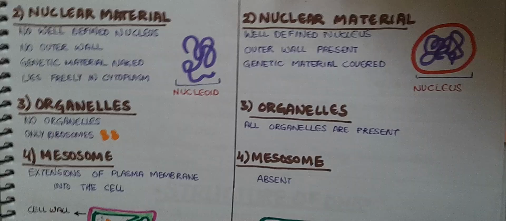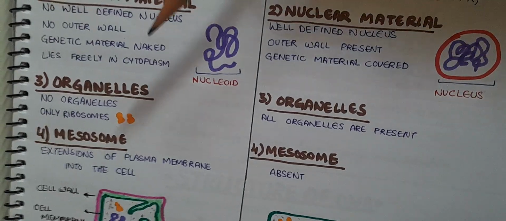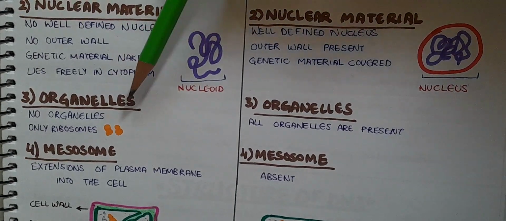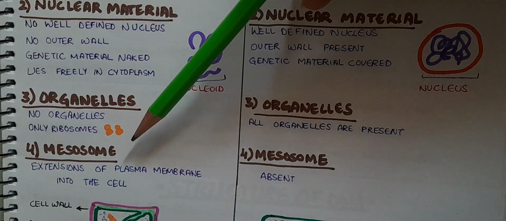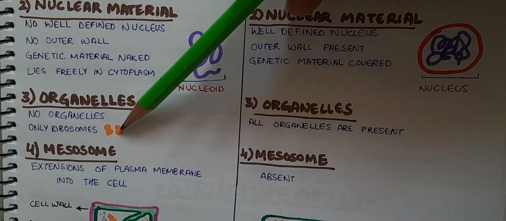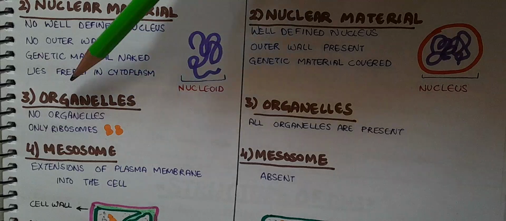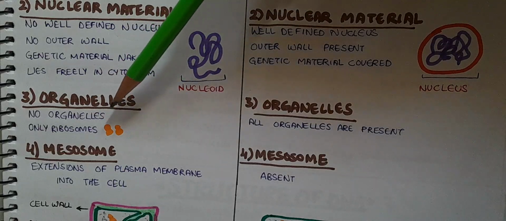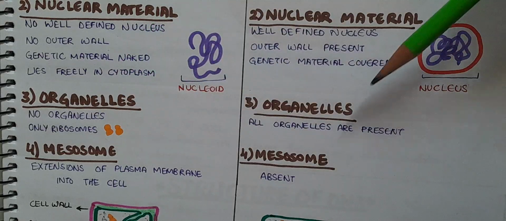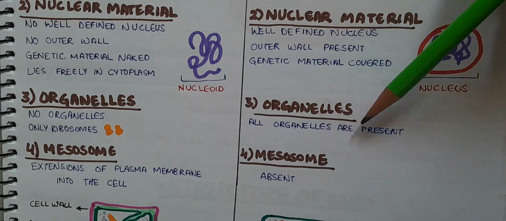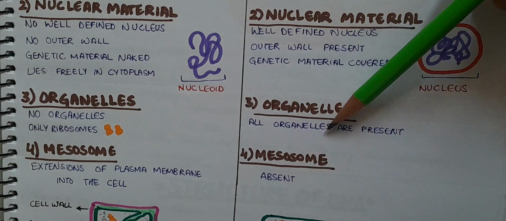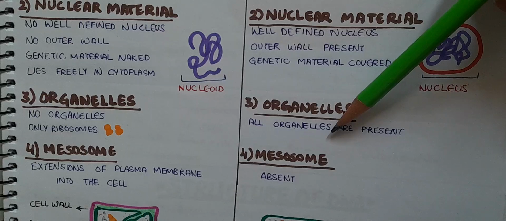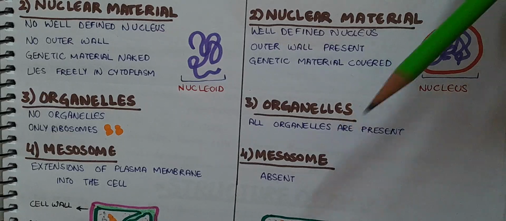If we talk about the organelles that are present in the prokaryotes, there are no organelles except for ribosomes. Ribosomes are made up of two subunits. They are non-membranous. So in case of prokaryotes, no membrane-bound organelles are found, whereas in case of eukaryotes, all the organelles are present. Organelles are nothing but subparts of the cell which help in performing various life tasks.